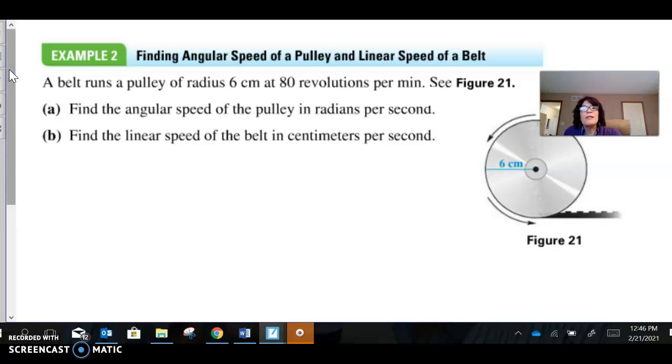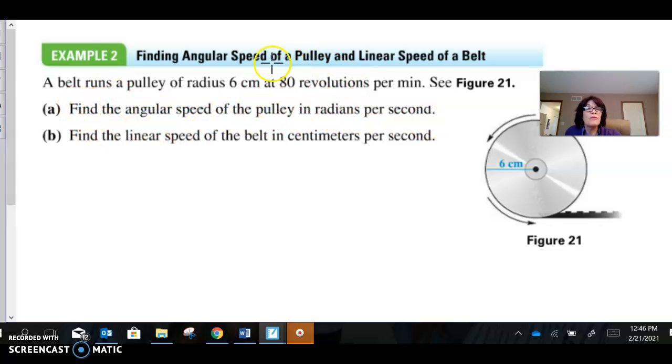A belt runs a pulley of radius 6 centimeters at 80 revolutions per minute. And there's the figure. Find the angular speed of the pulley in radians per second. Find the linear speed of the belt in centimeters per second. I want you to see that they've already told you the angular speed, but they've given it to you in revolutions per minute, and they want it in radians per second.